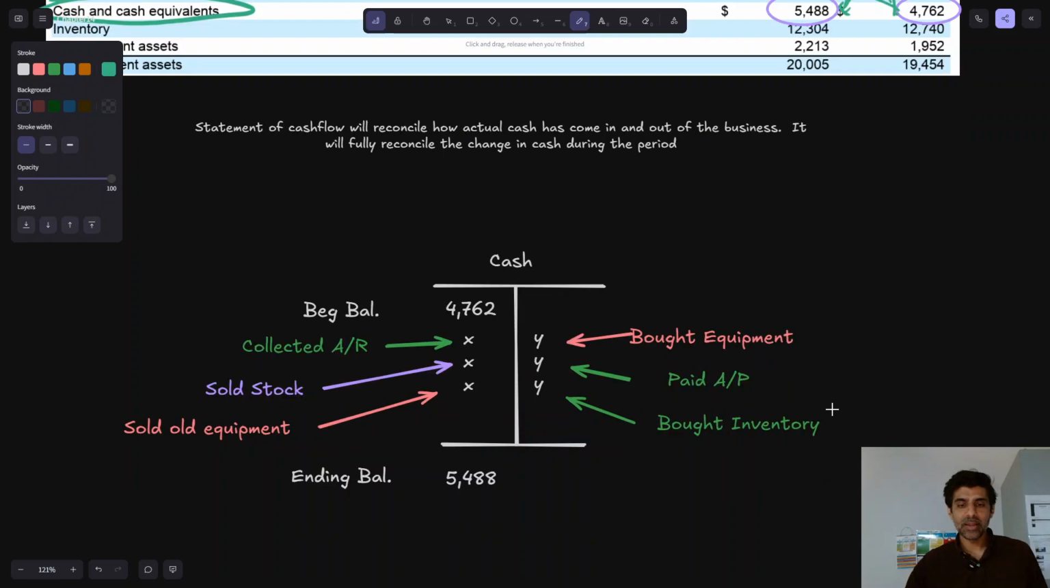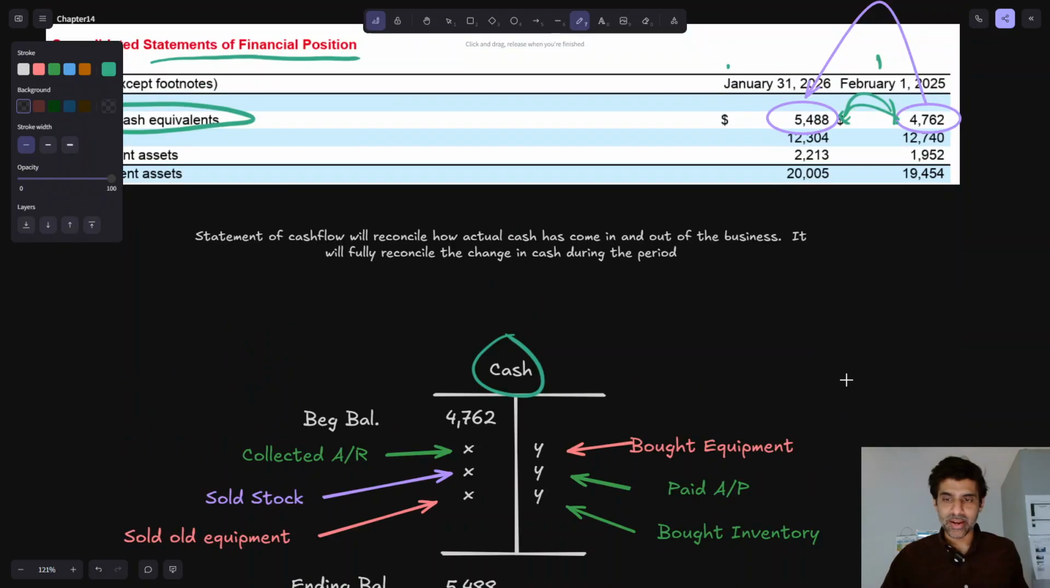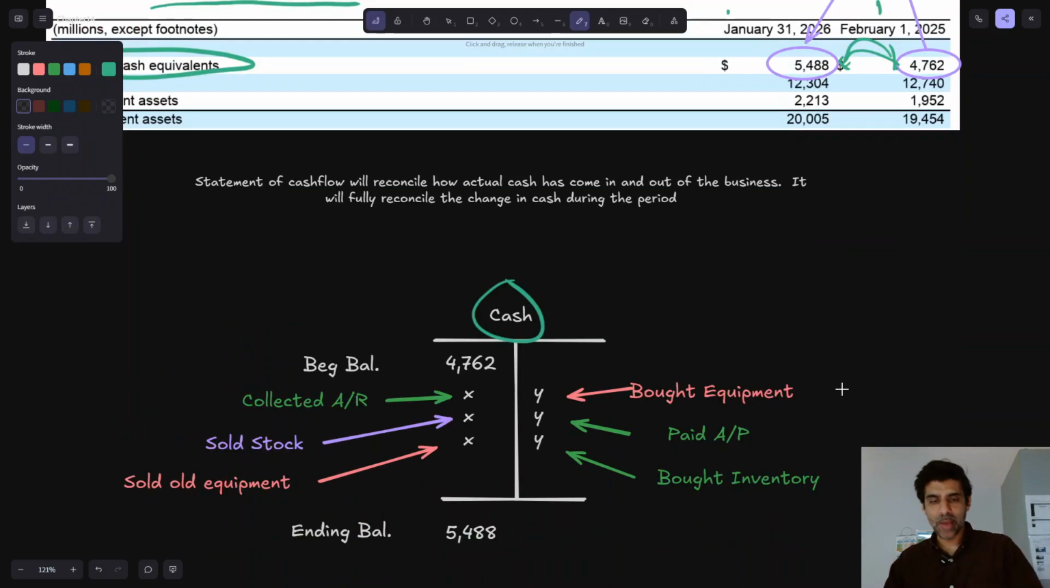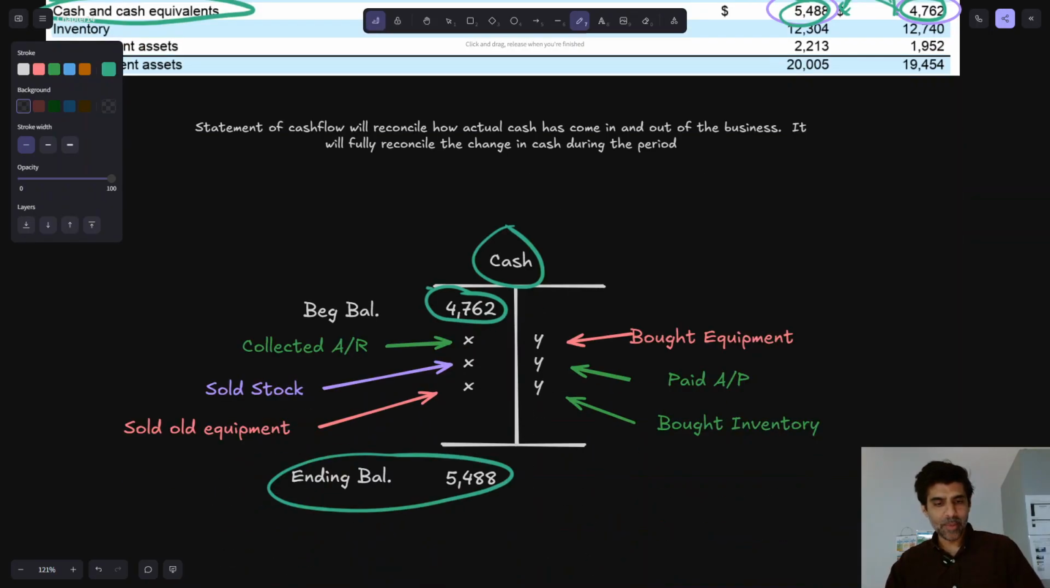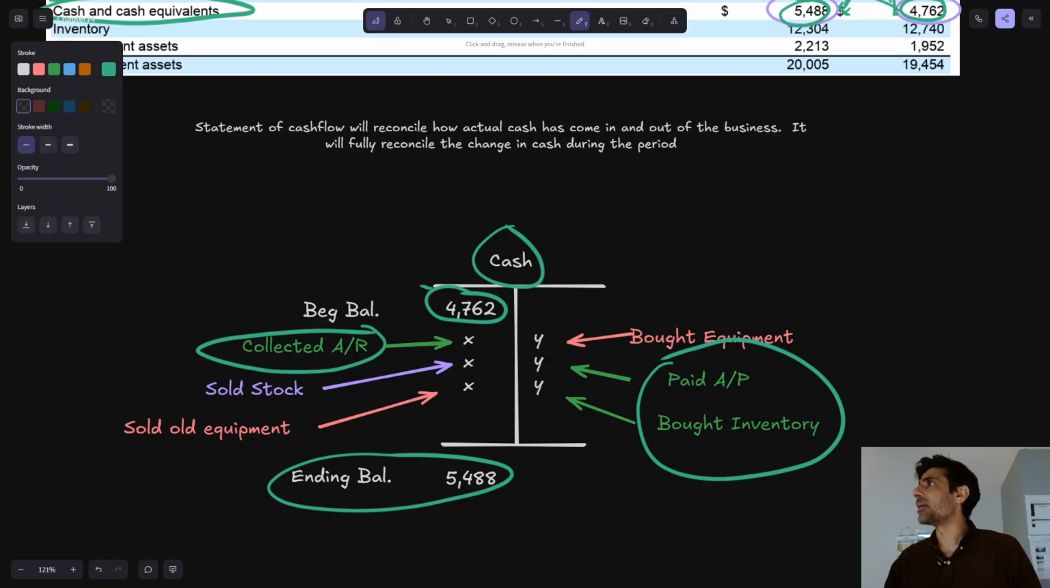Now, what does this mean? It's basically reconciling this T account. I lined this up: this is the starting balance, the beginning balance, and this is the ending balance in cash. We're only seeing beginning balance and ending balance, but throughout the period you had a bunch of stuff happening to cash. These green ones, as we're going to see, are all related. These are all operating. They relate to the sales and the operations of the business.